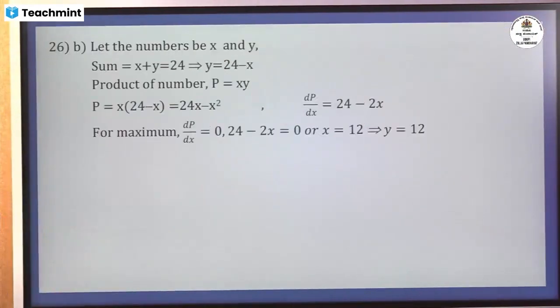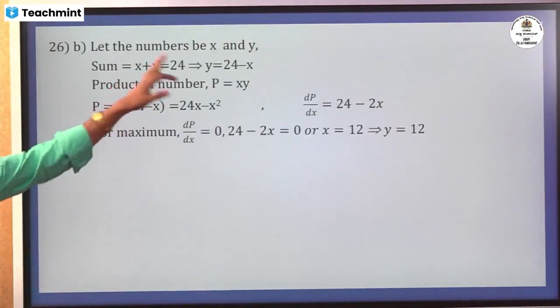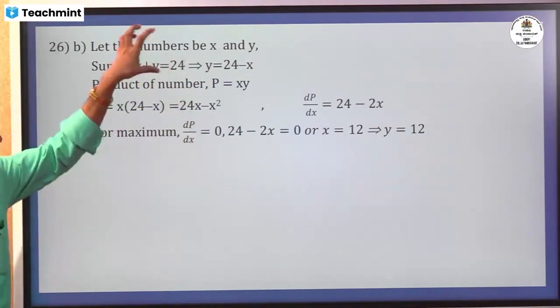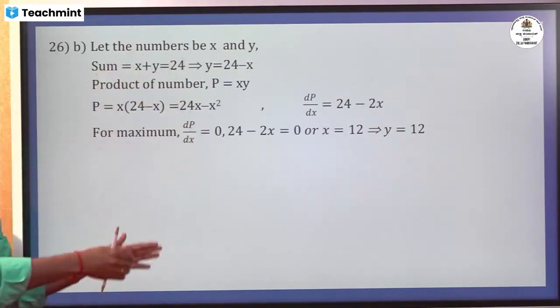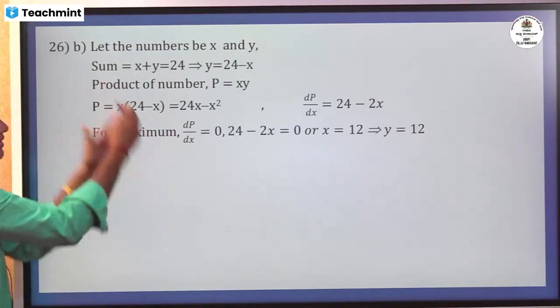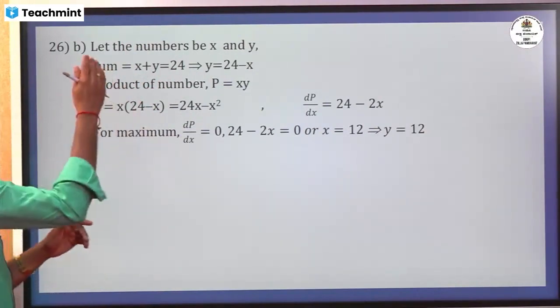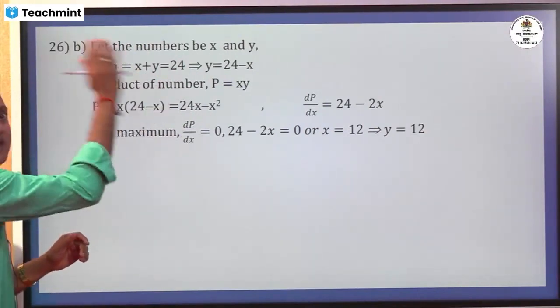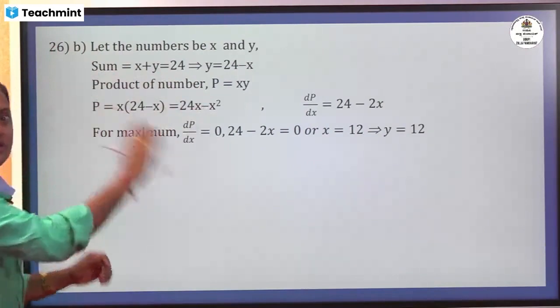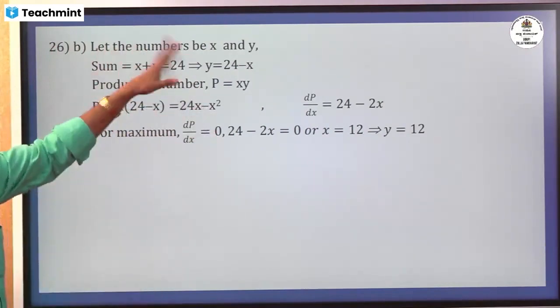So the answer: numbers are, if two numbers x and y have sum L, the sum is 24, then the numbers are L by 2, 24 by 2.